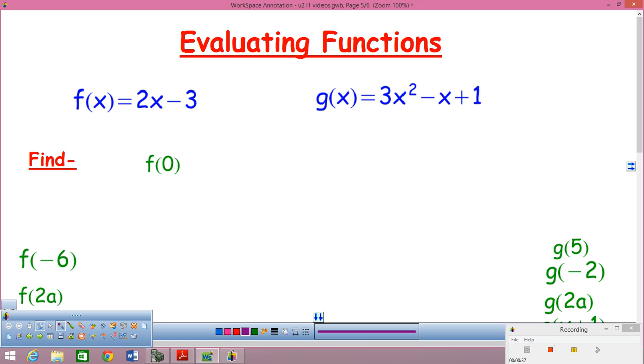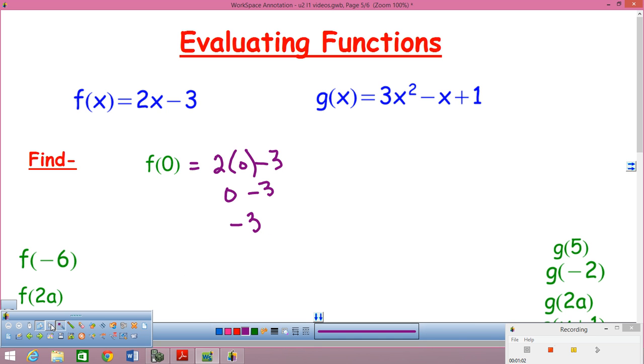So what I'm going to do then is everywhere there's an x in this function, I'm going to replace it with a 0. So that x came out, the 0 went in. I have 2 times 0, which is 0, minus 3. 0 minus 3 is negative 3.